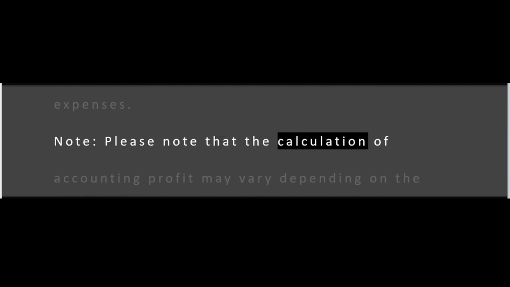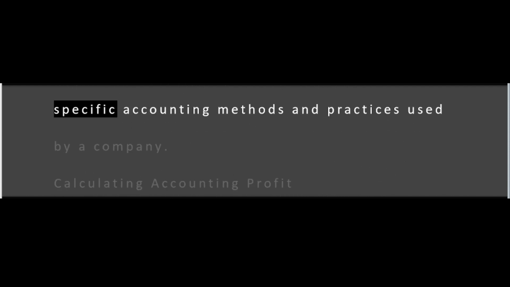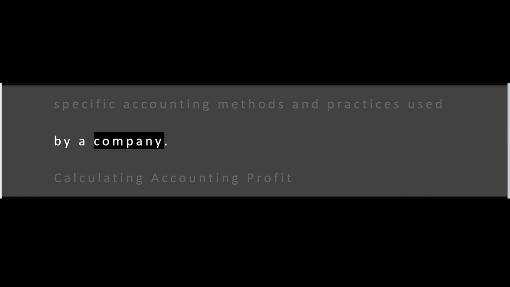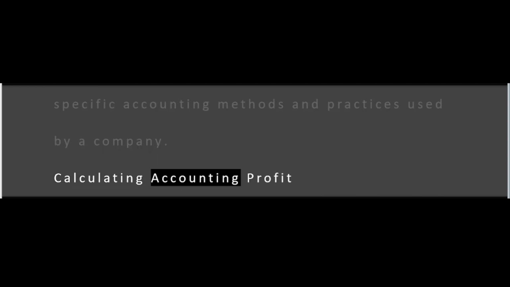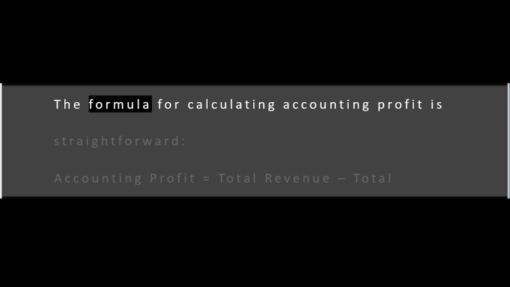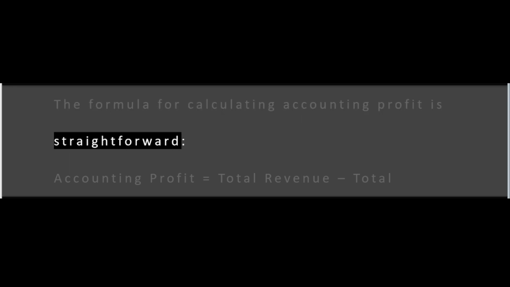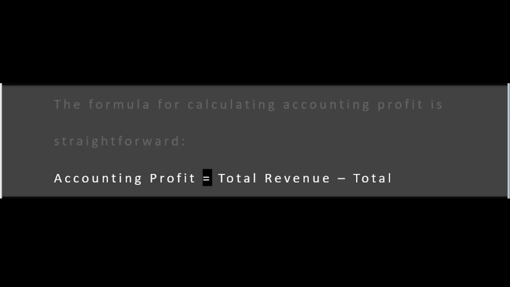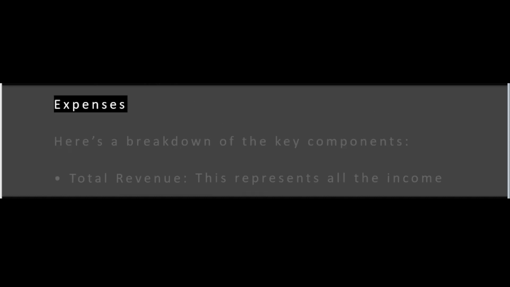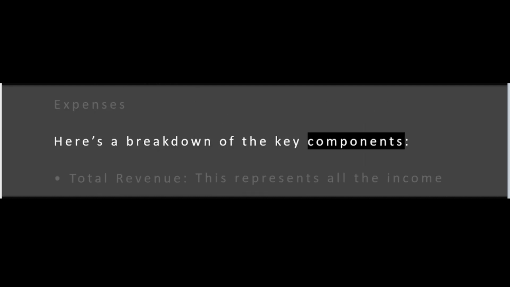Please note that the calculation of accounting profit may vary depending on the specific accounting methods and practices used by a company. Calculating accounting profit. The formula for calculating accounting profit is straightforward. Accounting profit equals total revenue minus total expenses. Here's a breakdown of the key components.